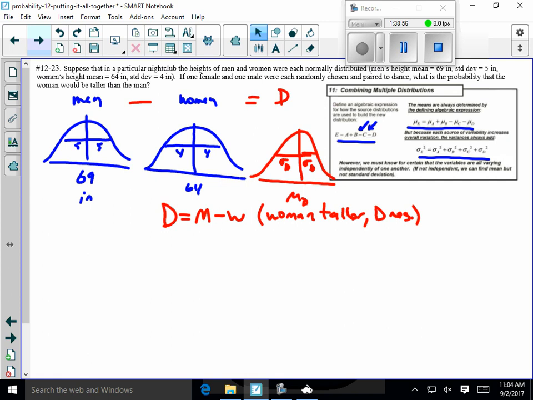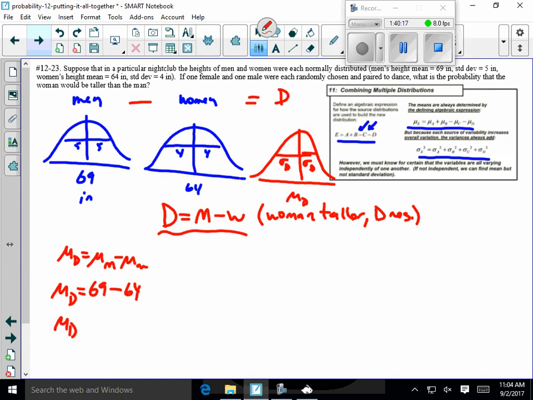Okay, so first I need to investigate the distribution here, this mean. The mean of the difference is going to follow this algebra equation. It's the mean of the men minus the mean of the women. The man's average height is 69 and the woman's is 64, so the mean of this difference would be 5. The average difference is 5, where the man is 5 inches taller.